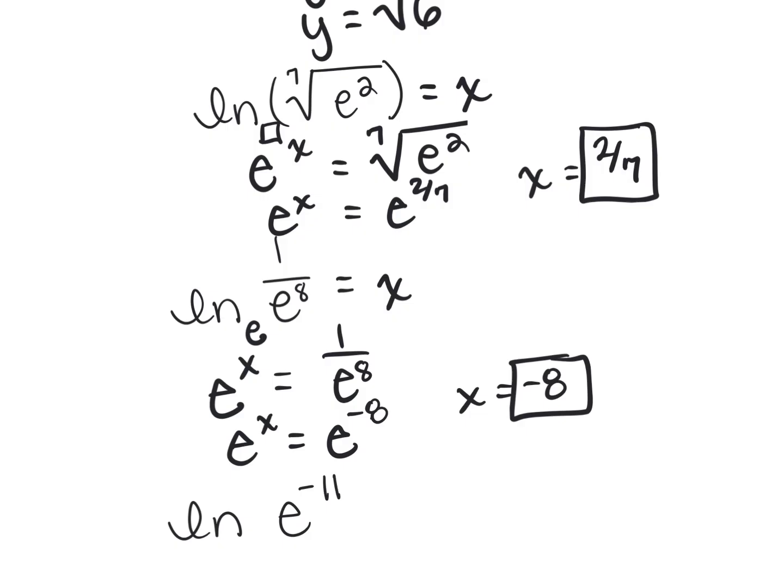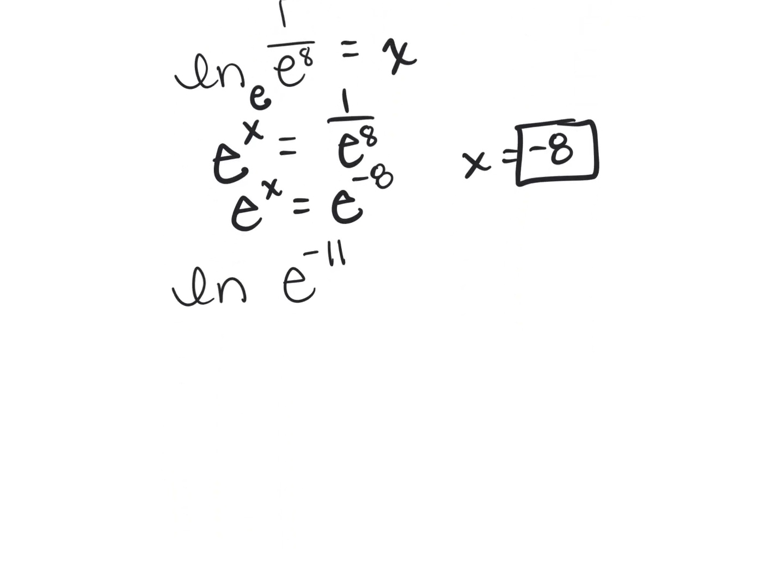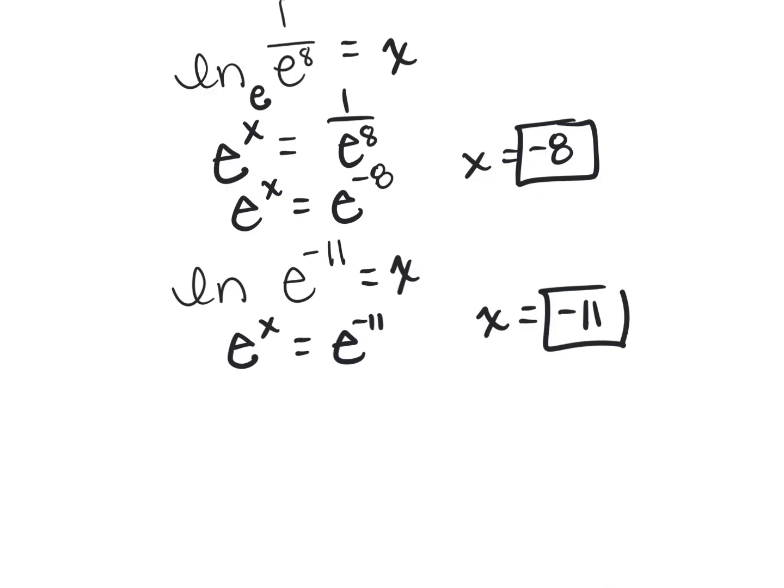And last one of these, we have e to the negative 11. If I set that equal to x, then the baby base e becomes big base e raised to the x exponent. And then this is e to the negative 11th. And I know from that that x would have to be equal to negative 11. Make sure you show the steps in this on your homework.